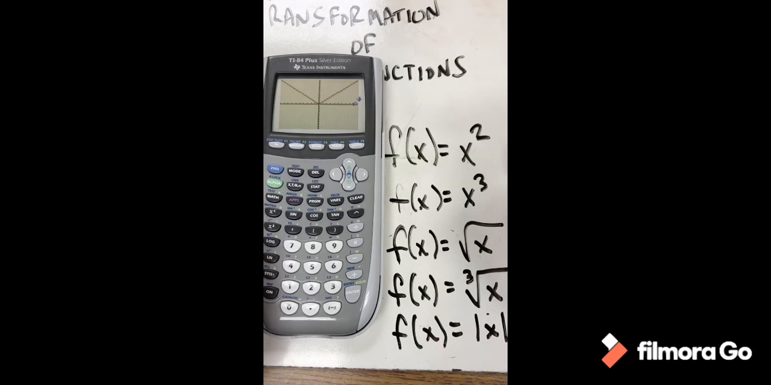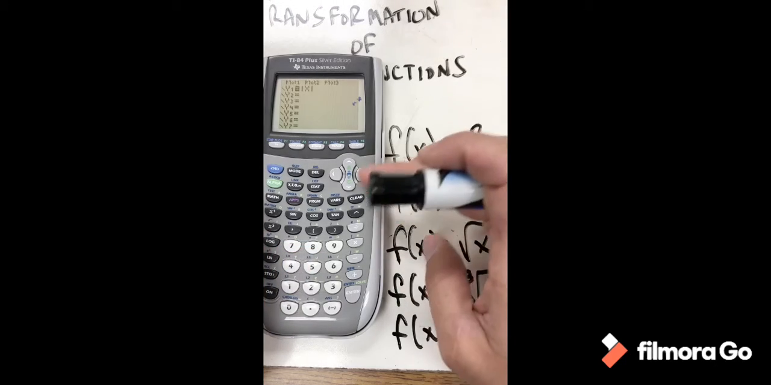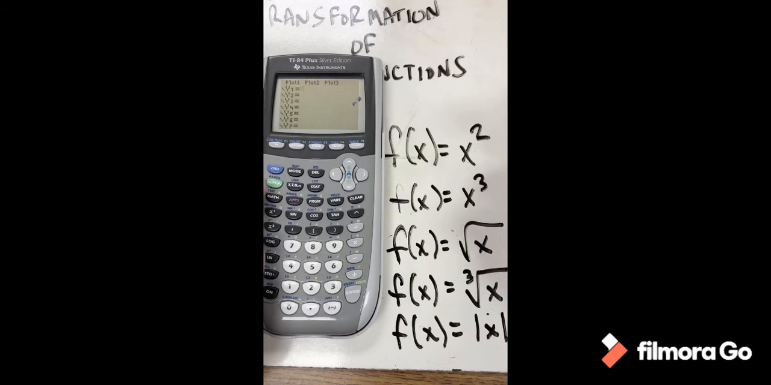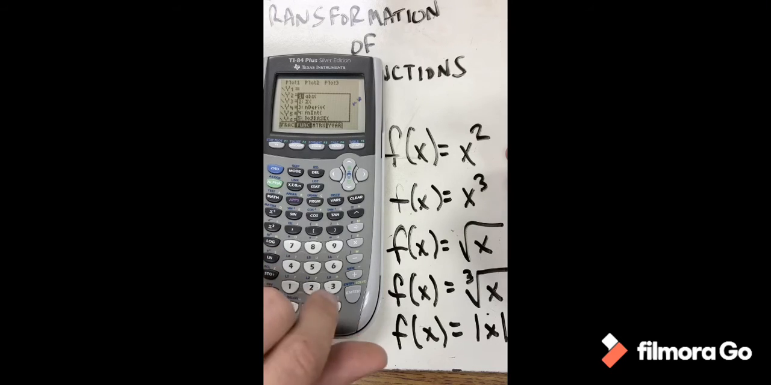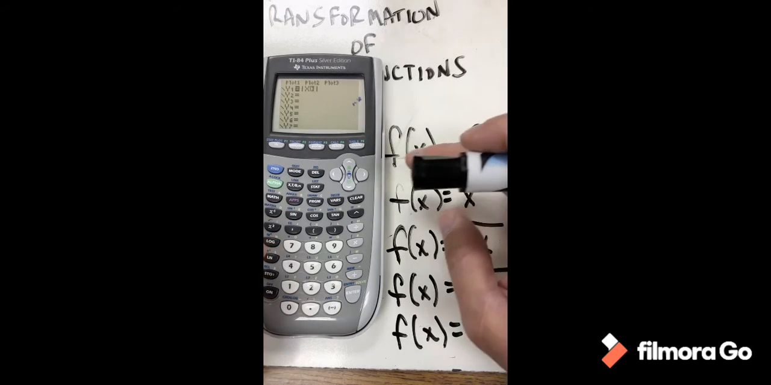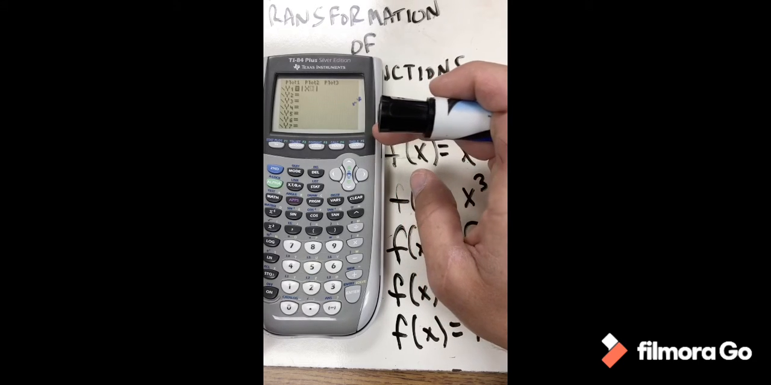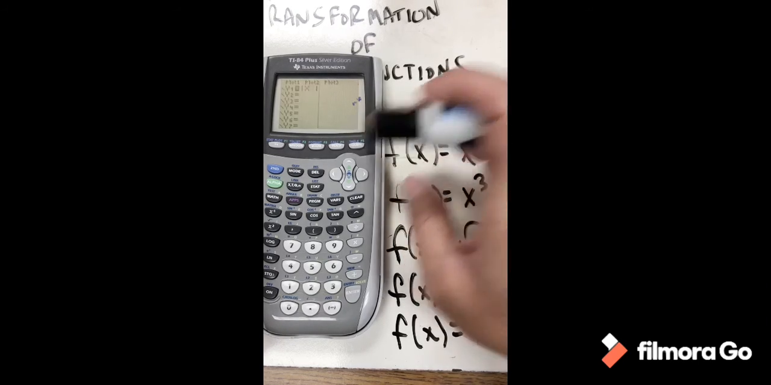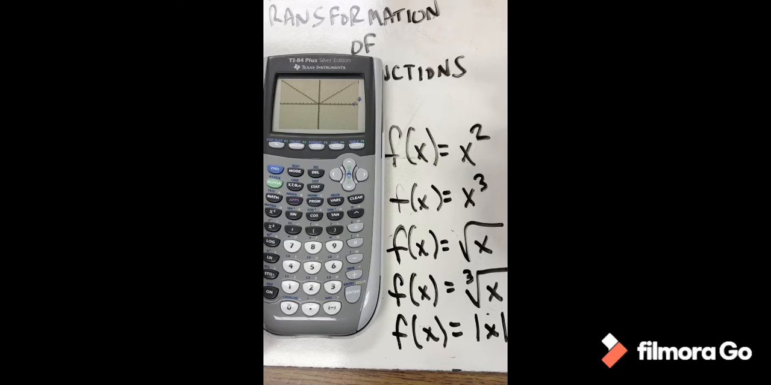Now I do want to show you another option that does work. If I go back to my y equals and I clear that out, and I hit the alpha button, and then F2, that also gives you another menu. And the first one is absolute value. So you can hit enter, and again, very similar to what we did on the previous one, graph it. And that's also going to get you your absolute value function.